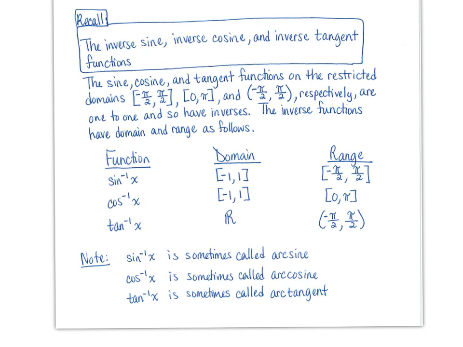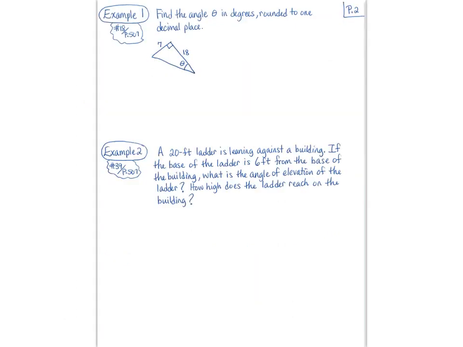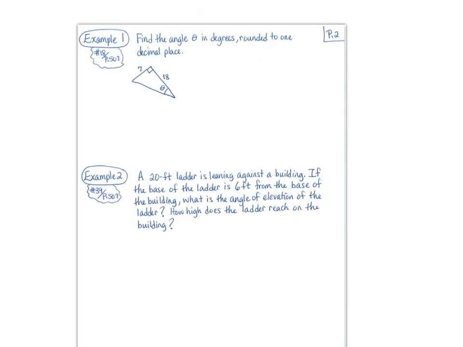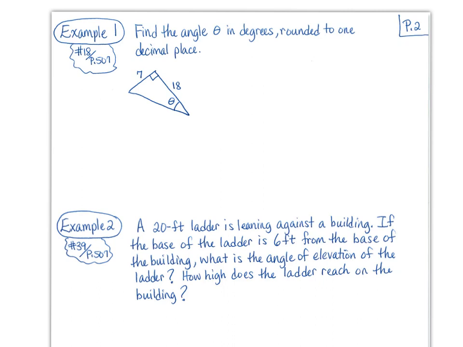With that in mind, there are a few examples that we're not going to go through in your book because we've already done examples like that. We're just going to incorporate those functions with the new concepts we've learned about the right triangle. So let's go through example 1. For example 1, we want to find the angle theta in degrees rounded to 1 decimal place.